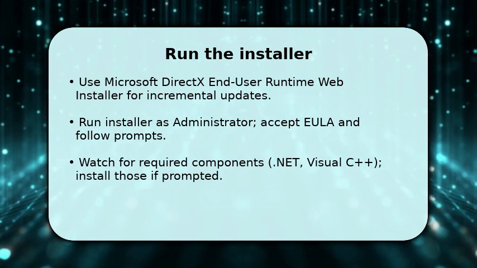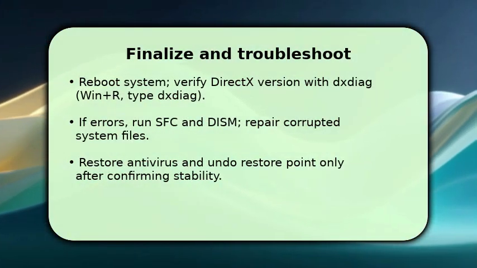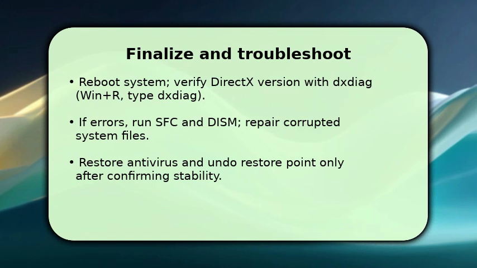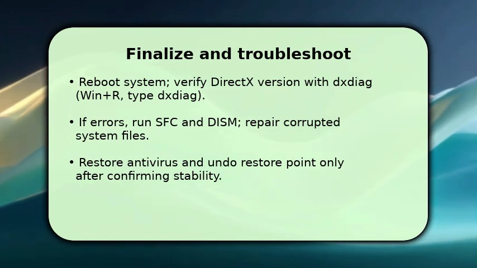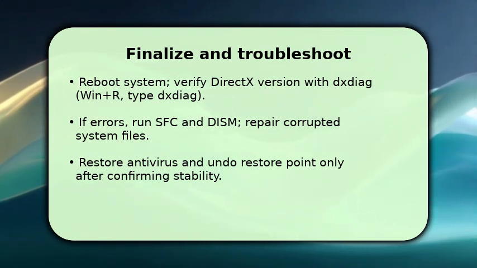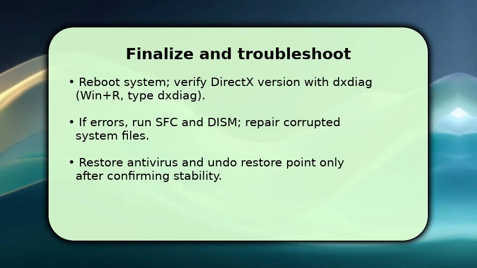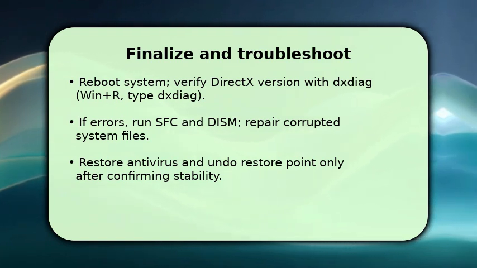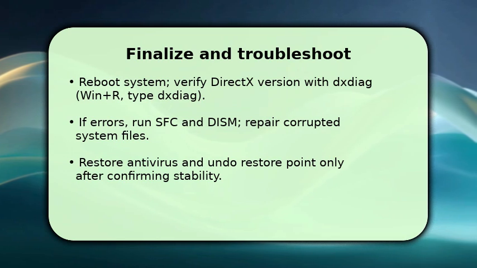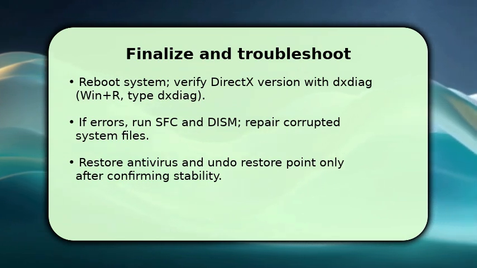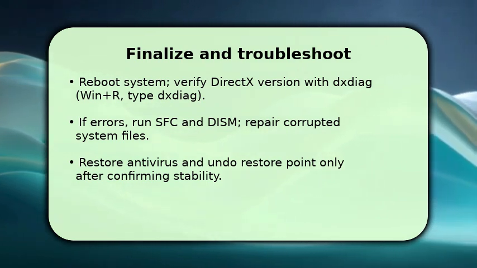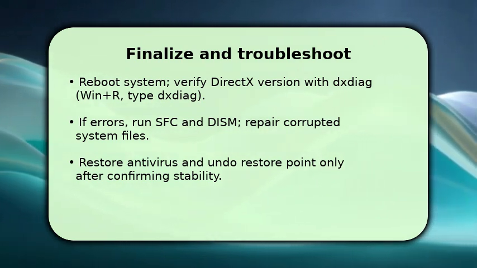Press Win+R, type dxdiag, and check the system and display tabs for the DirectX version and feature levels. If you encounter errors or missing DLLs, run System File Checker, sfc /scannow, and DISM /online /cleanup-image /restorehealth to repair corrupted files. These tools fix common post-install issues.